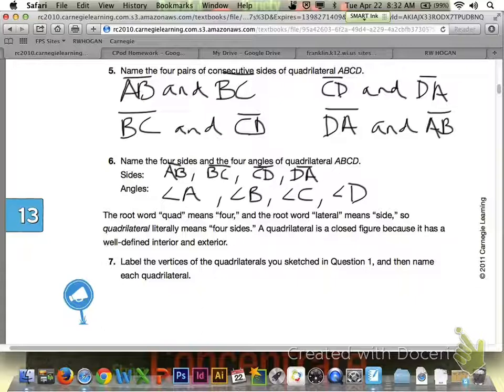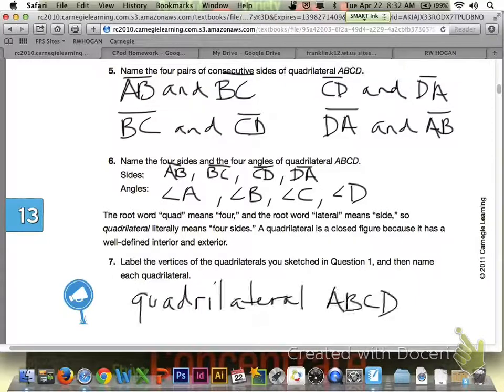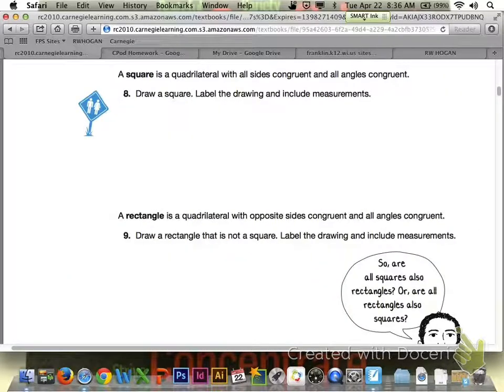Take a look at number 7, refer back to the quadrilaterals that you sketched in question 1, and then name each quadrilateral. I just picked one that I chose, and I would name it quadrilateral ABCD. We're going to do the same thing with quadrilaterals that we did with triangles. Now it's going to be your turn to draw some different quadrilaterals. What I want you to do is focus on the characteristics of each. So go ahead and at the top of page 825, I want you to do number 8 all the way to number 14 on page 826.